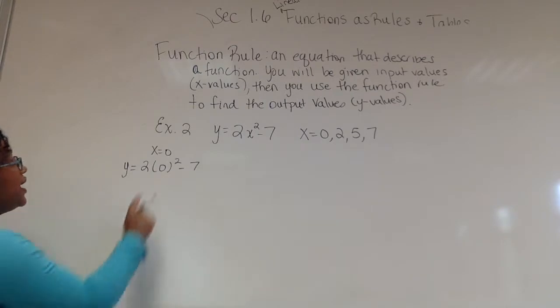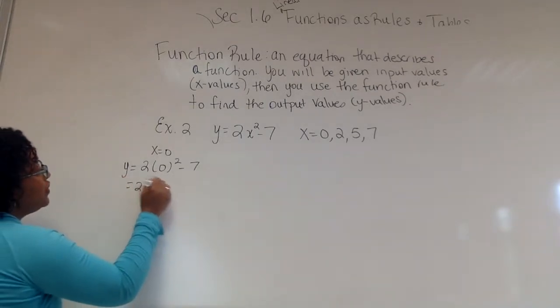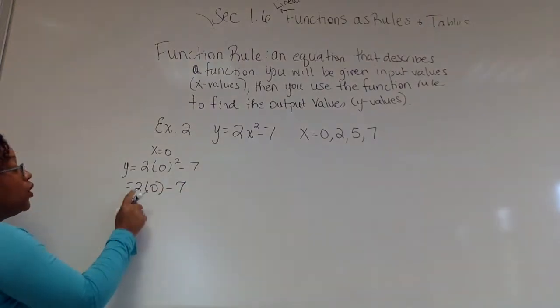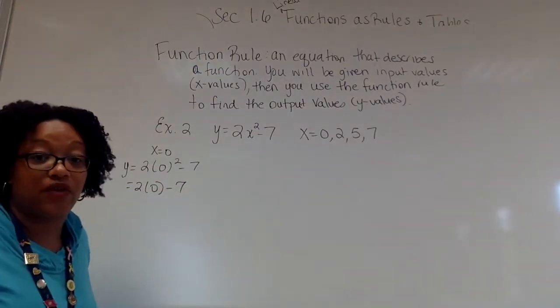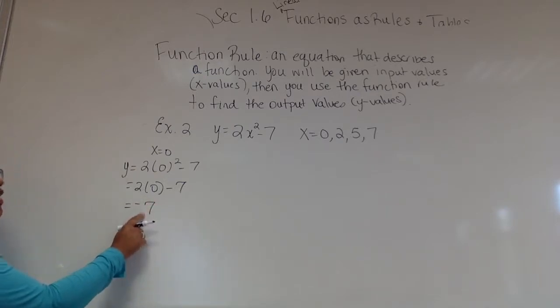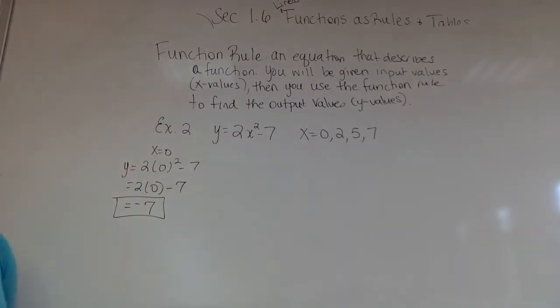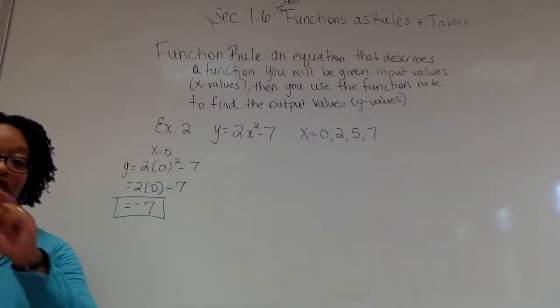So let's do that. 0 squared is just 0. So that gives me 2 times 0 minus 7. Well, 2 times 0 is just 0. So my first output value is negative 7. When x is equal to 0, I get y to be negative 7 for this particular function rule.